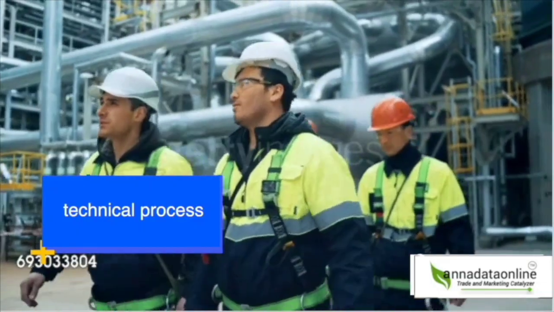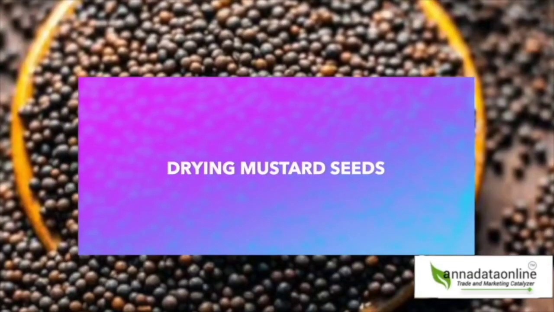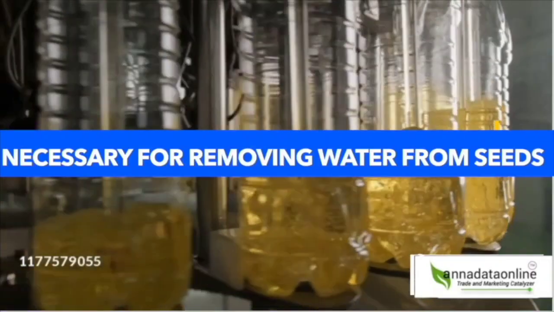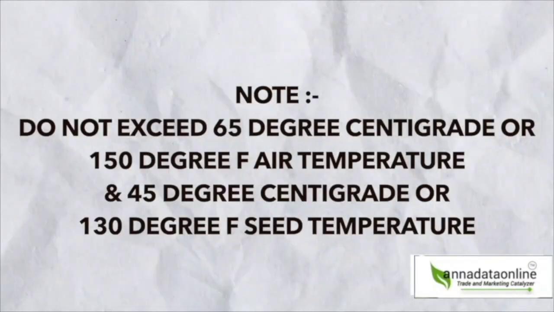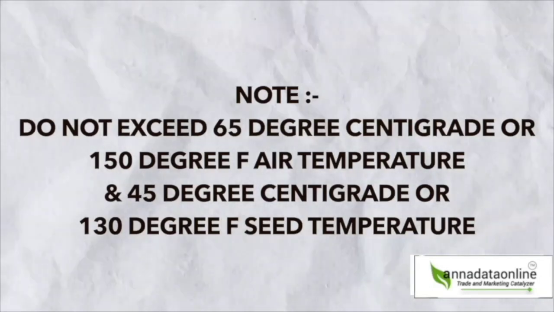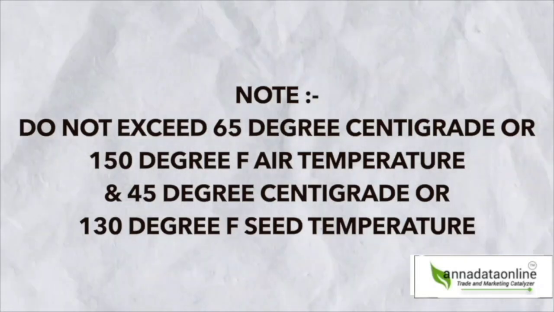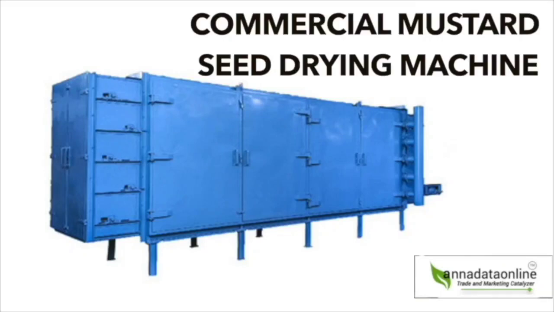Now we will cover the technical process flow along with the required machinery for a commercial mustard oil plant setup. First process is mustard seed drying. The mustard seeds are dried in the sun. This step is essential in removing any water that could deteriorate the oil extraction process. Please note, do not exceed 65 degrees centigrade or 150 degrees Fahrenheit air temperature and 45 degrees centigrade or 113 degrees Fahrenheit seed temperature. For better results, you may use a master seed drying machine known as a commercial mustard seed dryer machine.